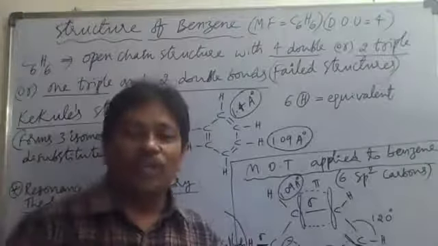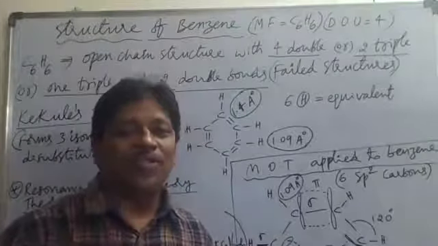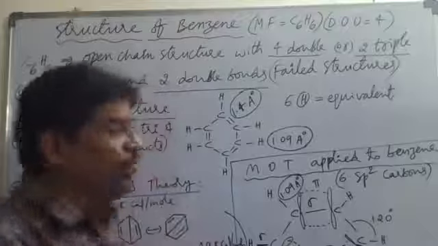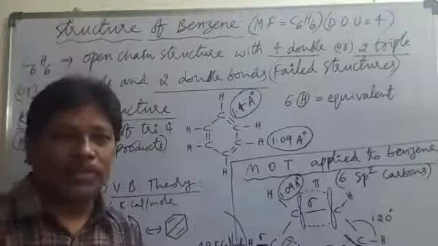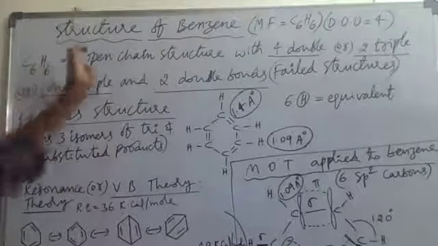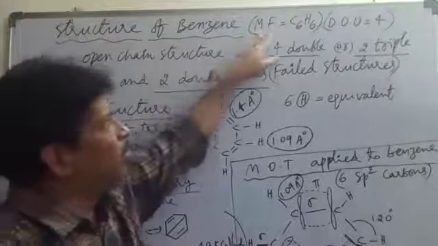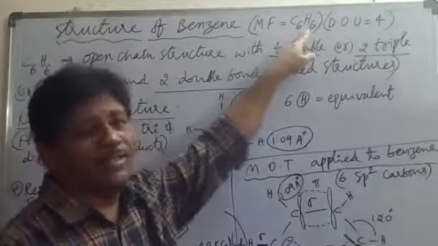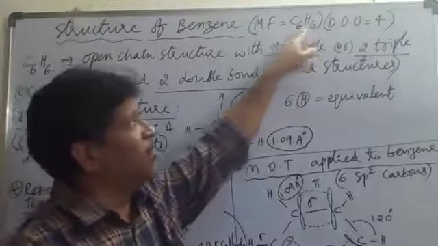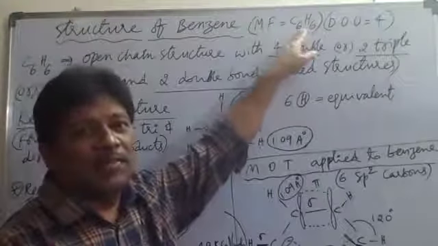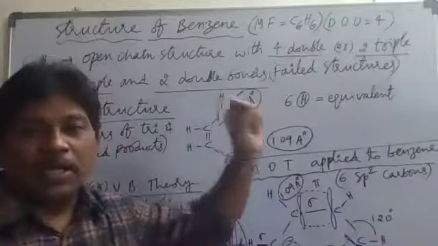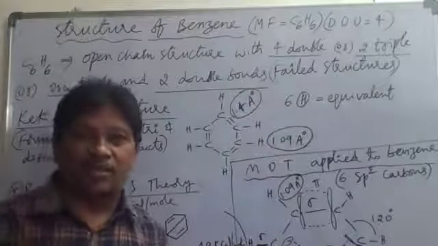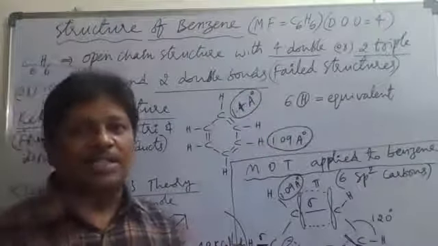Hello everyone. Today we are going to discuss the structure of benzene, an important topic. The molecular formula of benzene is C6H6. Benzene has how many carbon atoms? 6 carbon atoms. If you take the alkane with 6 carbons, what is it?